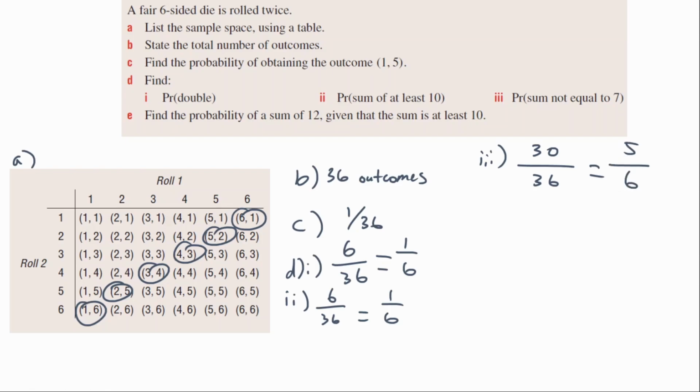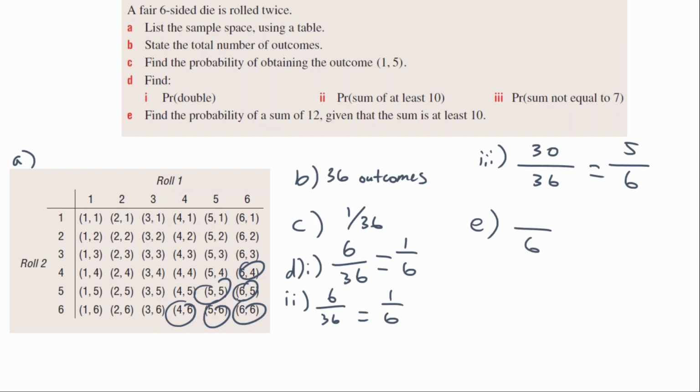Alright, last one, we're tapping back into a bit of conditional probability. Find the probability of a sum of 12 given that the sum is at least 10. The sums of at least 10 were these ones over here. I'll just circle them for you again. So these 6 here. That means our probability is going to be out of 6 because there's only a total of 6 possibilities there. And out of these 6, there's only 1 with a sum of 12. So my probability for E is going to be 1 out of 6.